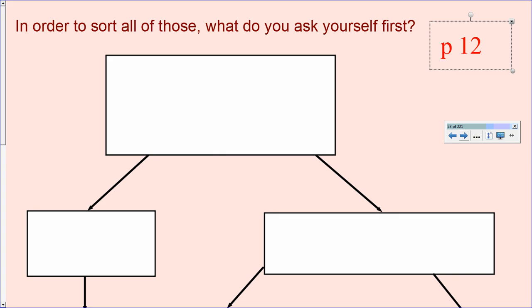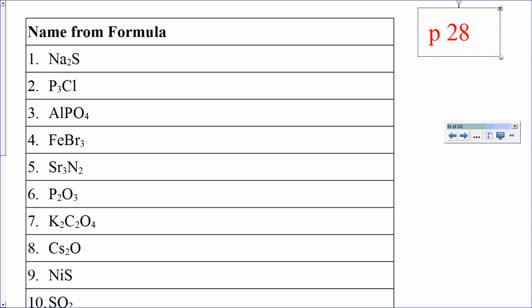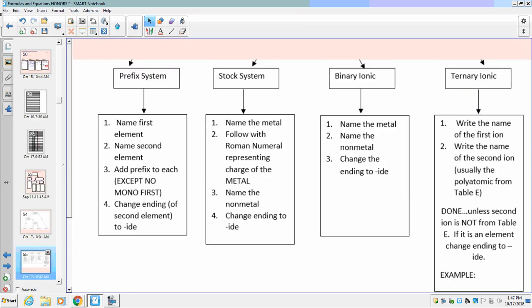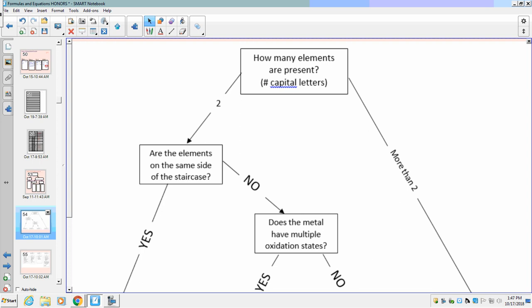All right, I'll show you that graphic in just a second. So I look at how many capital letters I have. Because I can see that I have 2 capital letters, I can make a pretty good distinction that I'm not automatically going to be using table E. So I'm following this arrow right here, and I'm saying, okay, are my elements on the same side of the staircase? That's my next question.